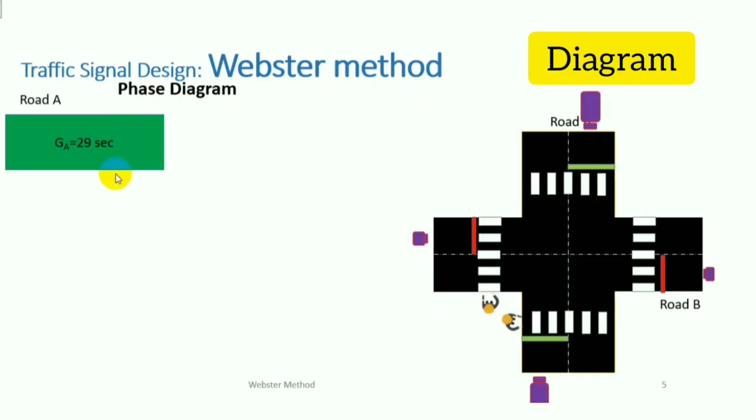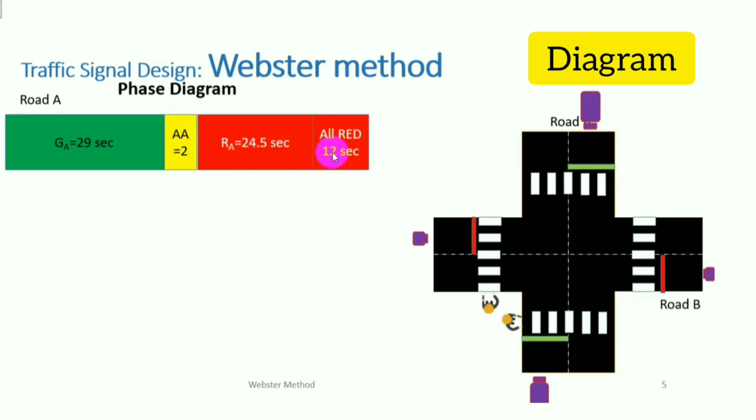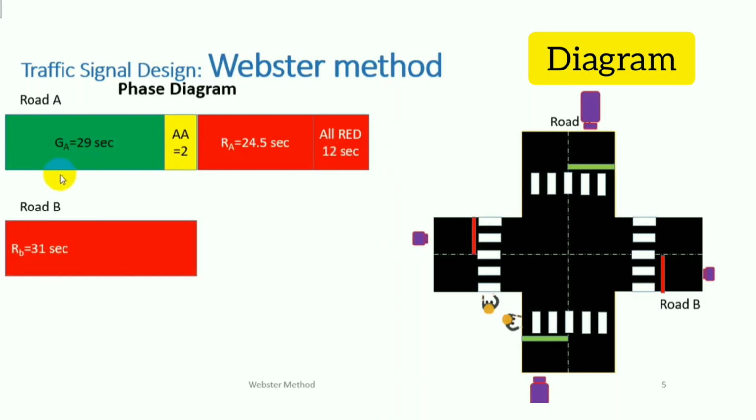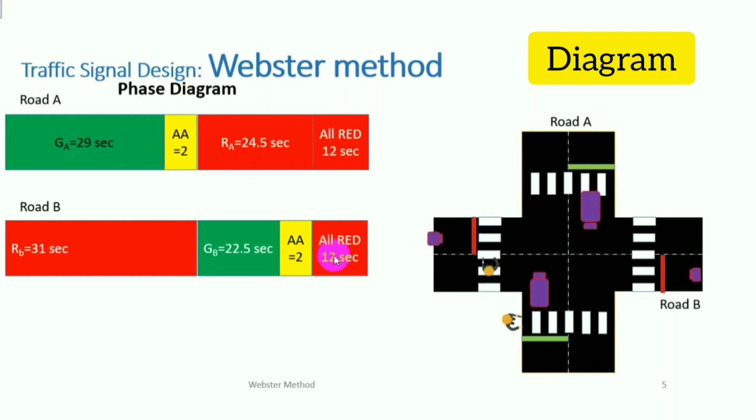This is a phase diagram of the signal design. From road A you can see that the green time is equal to 29 seconds, the amber time is equal to 2 seconds, the red time is equal to 24.5 seconds, and the all red is equal to 12 seconds. In road B the red time is equal to 31 seconds, which is the sum of the green time at A, 29 seconds, plus the amber time of 2 seconds at road A. In road B the green time is equal to 22.5 seconds and the amber time is equal to 2 seconds, which is equal to the red time at road A, that is 24.5 seconds, and an all red of 12 seconds is provided.